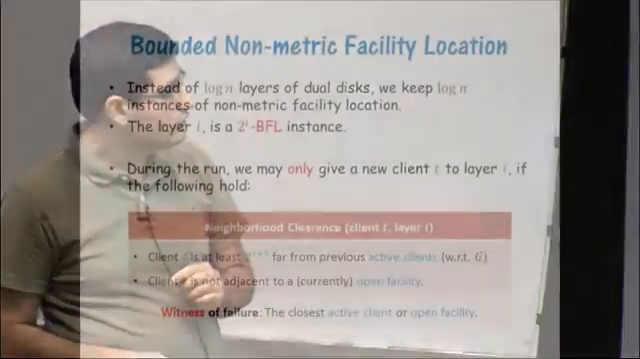Otherwise, this means that none of them have any neighborhood clearance. So I will buy the path from S and T and connect them to the corresponding witnesses. If you don't have neighborhood clearance, this means that something is close to that vertex, either an open facility or one of the previous clients in that layer. The witness of failure is that vertex which is too close to that guy. Too close means actually at least 2 to the i. Okay. Back up one slide maybe to see what's new.